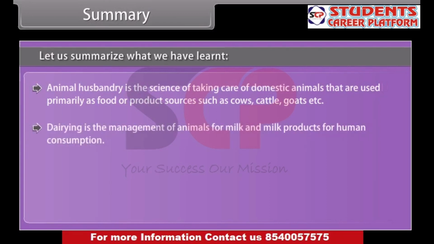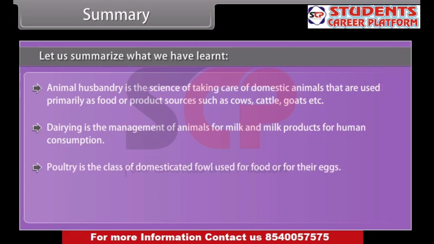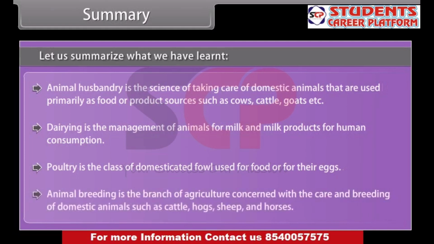Dairying is the management of animals for milk and milk products for human consumption. Poultry is the class of domesticated fowl used for food or for their eggs. Animal breeding is the branch of agriculture concerned with the care and breeding of domestic animals such as cattle, hogs, sheep, and horses.